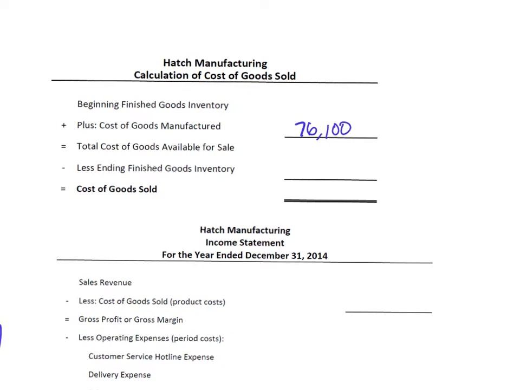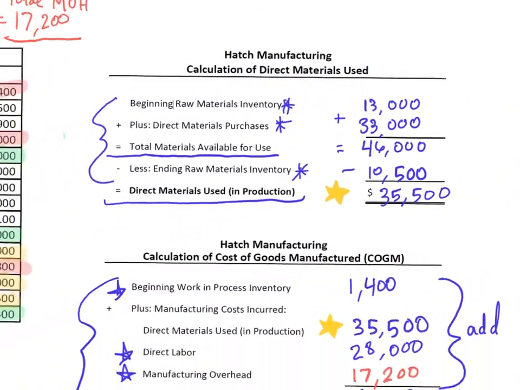And we'll bring our star back up here too, so that we can remember where this number came from. Let's take a look at the other numbers we need. Beginning finished goods inventory and ending finished goods inventory we need to go back and find on our data set. Goods available for sale is a subtotal that we are going to calculate. So let's go back to the data set. We're looking for beginning finished goods inventory and ending finished goods inventory.